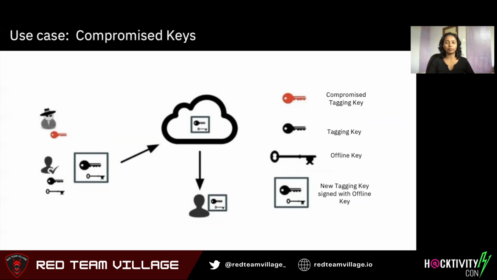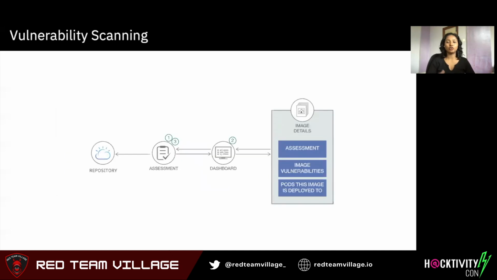So if there are compromised keys, the image verification is not done and it's just identified as an untrusted image. And then you have something called vulnerability scanning, wherein we face attack vectors like OS vulnerabilities, or application weaknesses like XSS, buffer overflow, or SQL injection.